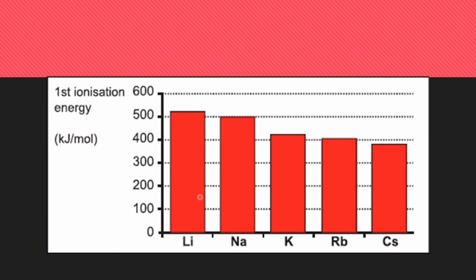Here the first ionization energy values are given. You can see that this value is decreasing down the group. Lithium has the maximum ionization energy and cesium has the minimum. So the first ionization values decrease down the group because the attraction between the nucleus and valence electron is less.